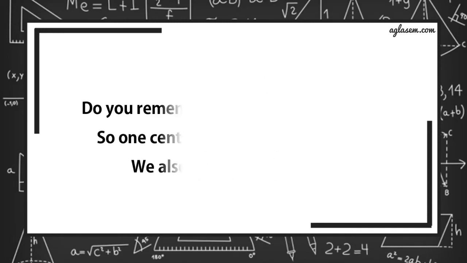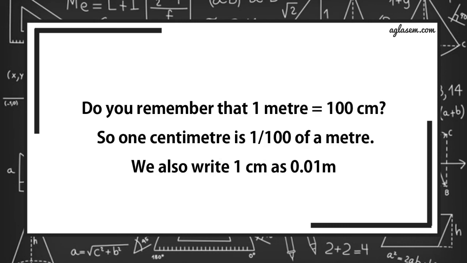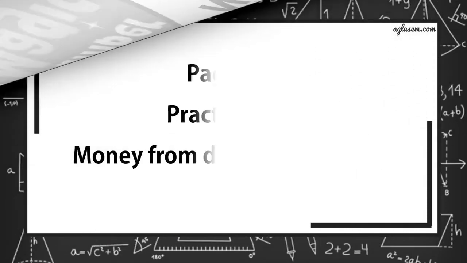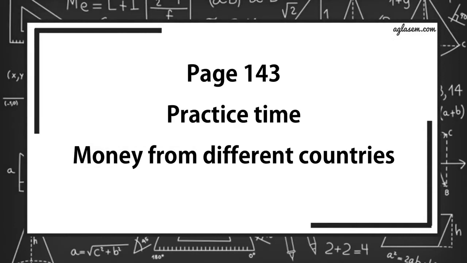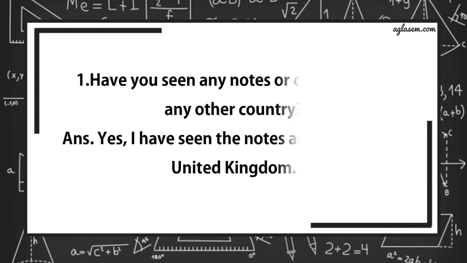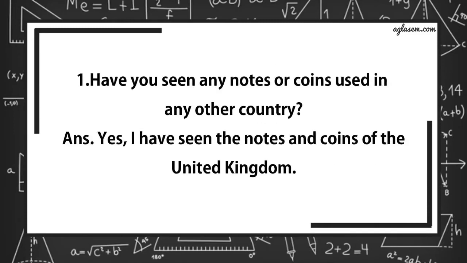Do you remember that 1 meter is equal to 100 centimeter? So 1 centimeter is 1/100 of a meter. We also write 1 centimeter as 0.01 meters. Now turn to page number 143. Practice time. Money from different countries. Here question number 1 says, have you seen any notes or coins used in any other country? Answer is yes. I have seen the notes and the coins of the United Kingdom.